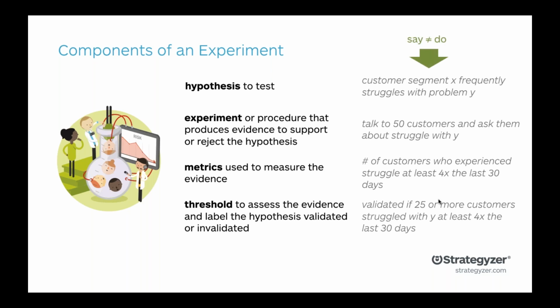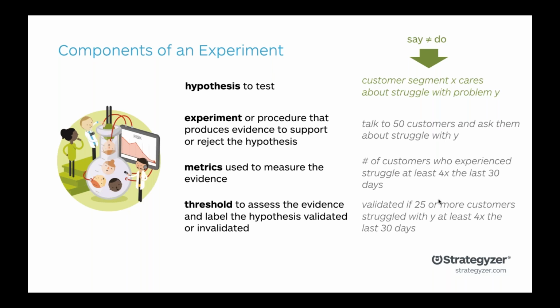But maybe this isn't such a great experiment design, because what people say isn't always what people do. So how could we change this? Well, this is an okay experiment design. You get lots of value from this. You could get even more by making a few small tweaks. So let's change the hypothesis a little bit: customer segment X cares about this struggle with problem Y, that this is actually a real struggle for them, not just something they struggle with.